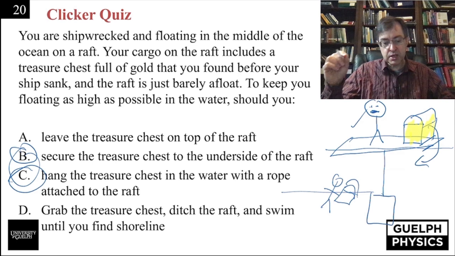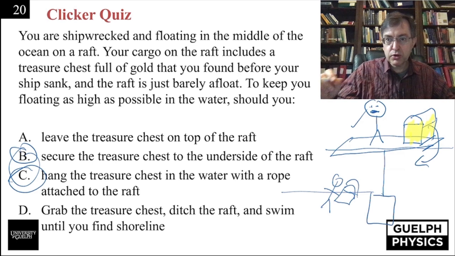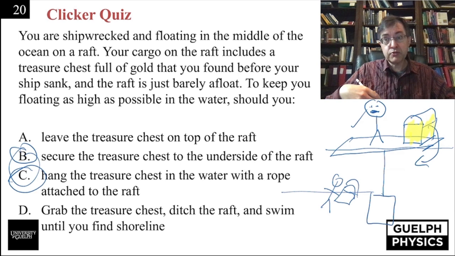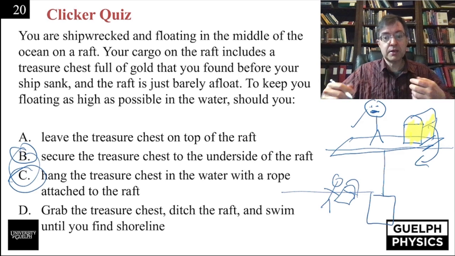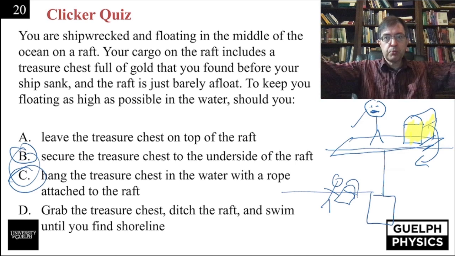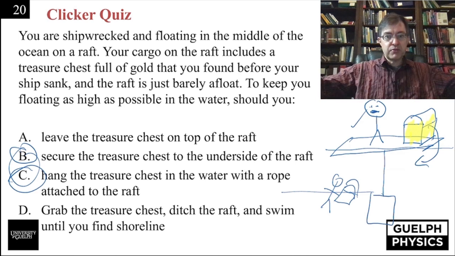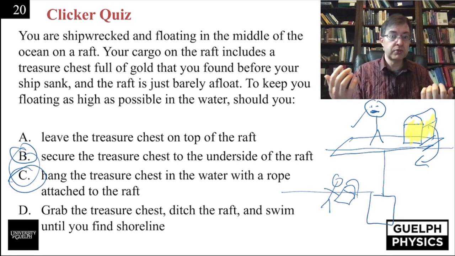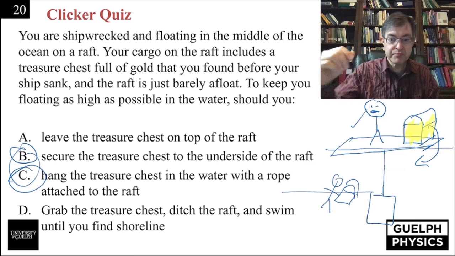And I would also argue that D is not very good, because when you grab the treasure chest and ditch the raft, your buoyancy force goes way down because your area goes way down, right? One of the things the raft helps with is it has huge area, which leads to a large buoyancy force, okay? When you jump in, it's just you and the chest, and you'll sink like a guy holding a chest full of gold, okay?